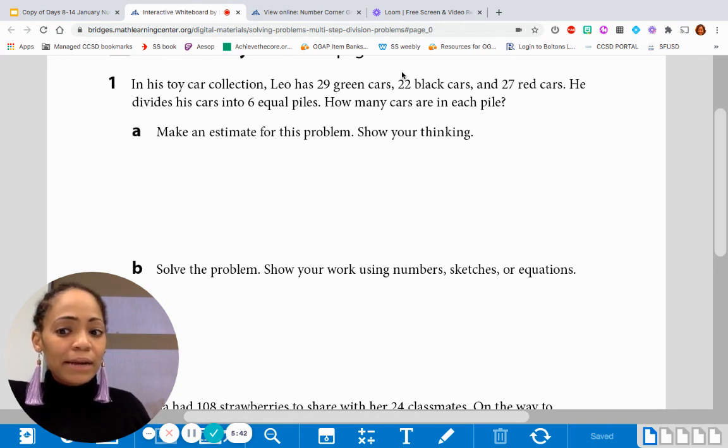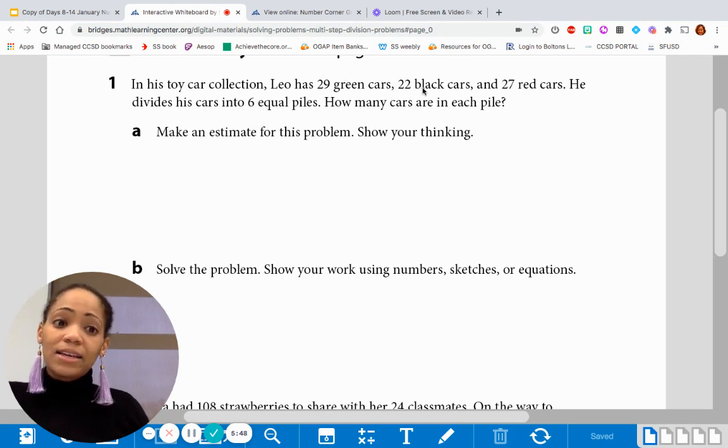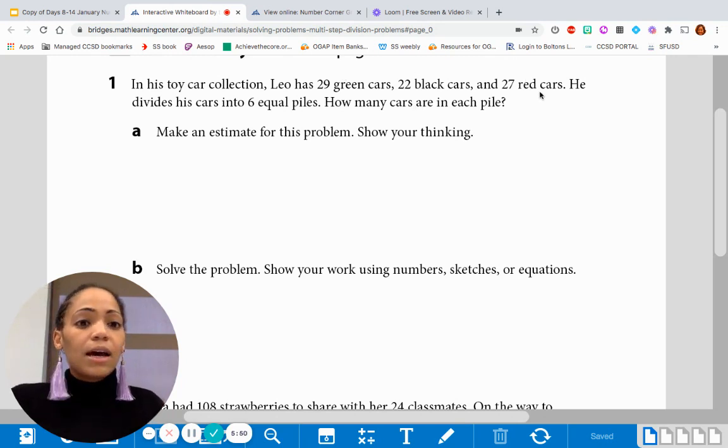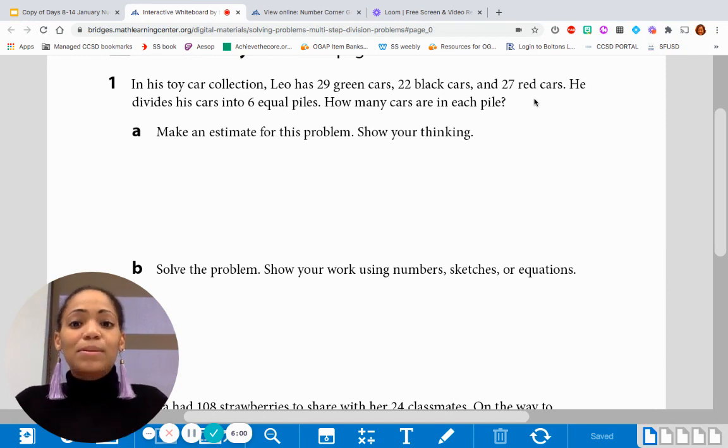Yeah, so we're going to be rounding, right? So 30, about 30 green cars, about 20 black, and about 30 red. So that means 30 plus 20 plus 30. How many is that? 80. He has about 80 cars, and we still need to put them in 6 piles.